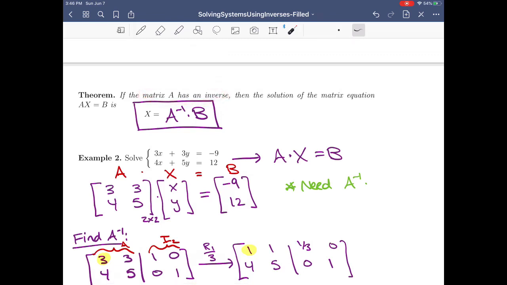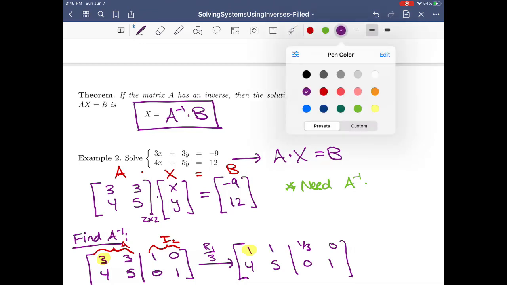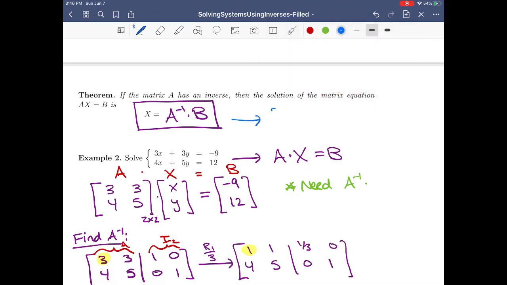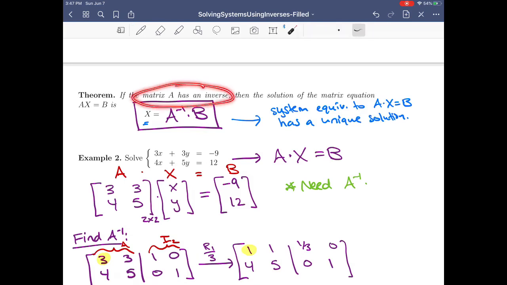So this is going to tell us, maybe I want to write this down. Okay, so this means that the system equivalent to matrix equation A times x equals B has a unique solution, because you're able to solve for it, because you're able to find x. So if your system does not have a unique solution, it means that you will not be able to find an inverse. Okay, so that means that your coefficient matrix does not have an inverse.